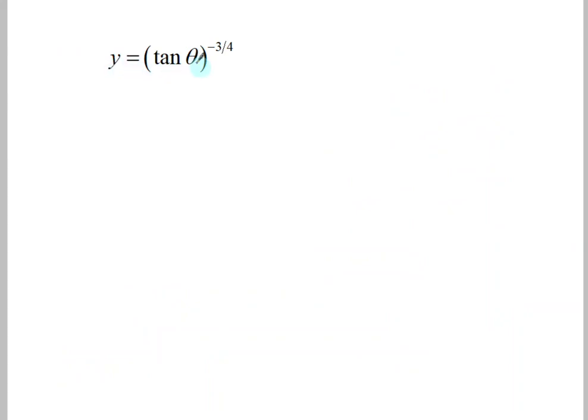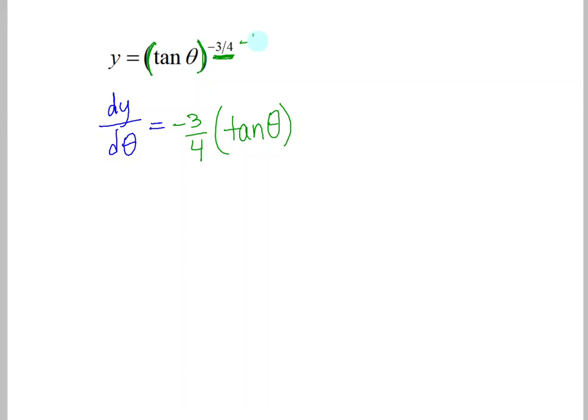y equals tangent theta to the negative 3/4. Let's find our derivative, dy d theta. I notice I have a composite function. There's an inside here. So I do my outside derivative first, which is using the power rule. Multiply by negative 3/4. The inside stays the same. Subtract 1 from the exponent is subtracting 4/4. That makes negative 7/4. Now I multiply by the inside derivative. Derivative of tangent theta is secant squared theta.